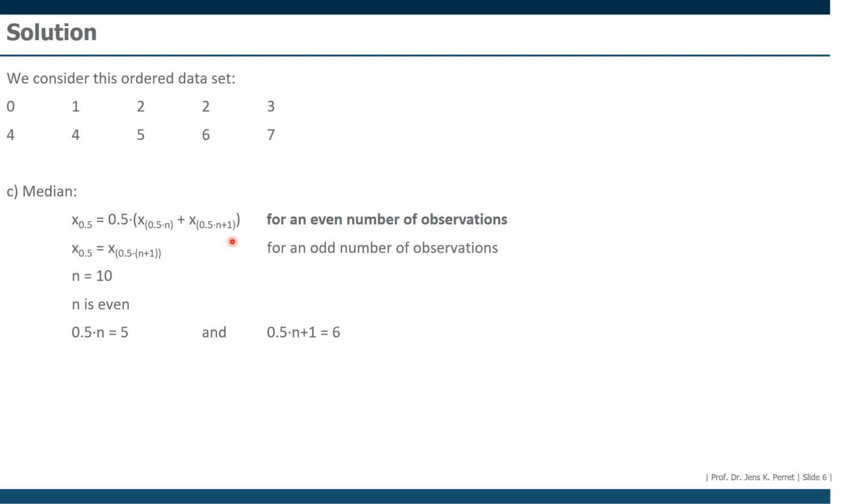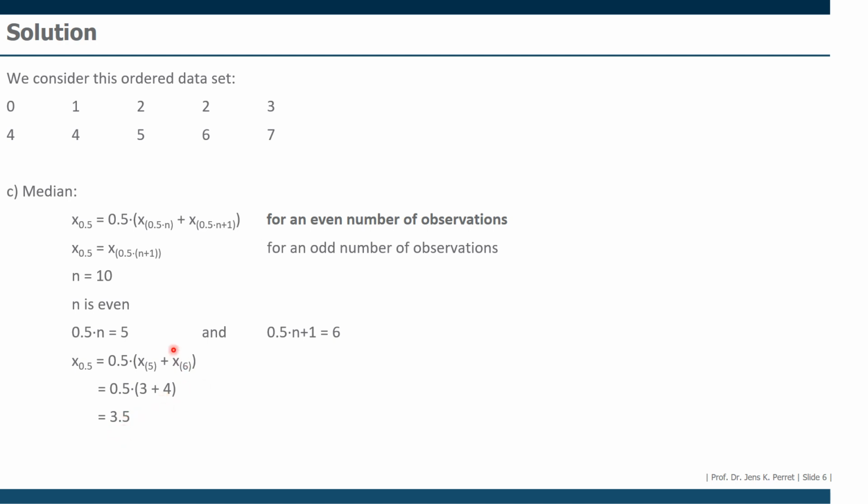So I'm going to look up observation 5, which is the 3 up here, and observation 6, which is the 4 down here. I'm going to put them into this formula. So I'm getting 1/2 of 3 plus 4. So as an end result, a median of 3.5.